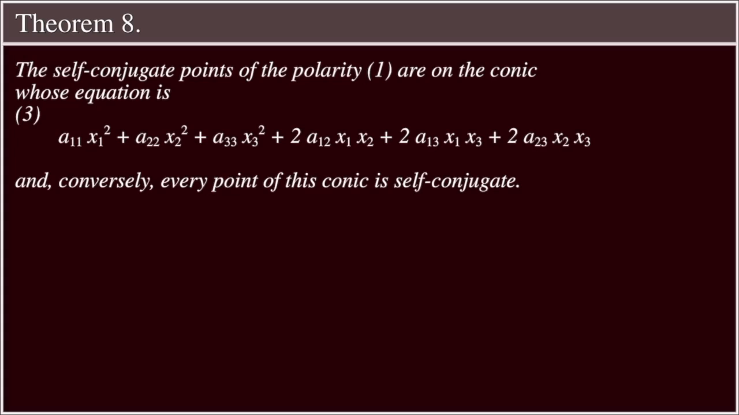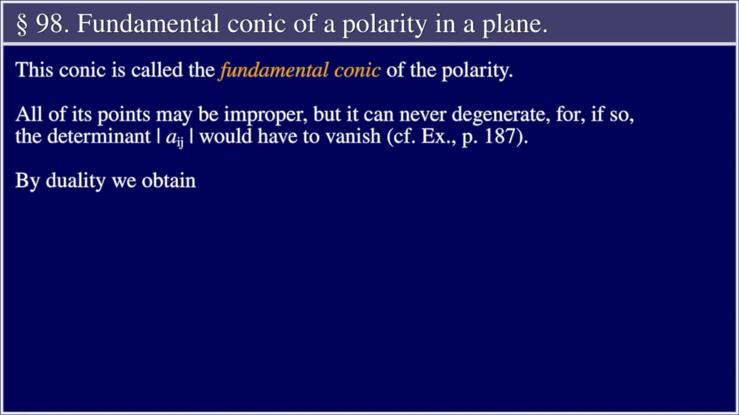a11 x1 squared plus a22 x2 squared plus a33 x3 squared plus 2 a12 x1 x2 plus 2 a13 x1 x3 plus 2 a23 x2 x3 equals 0, and conversely, every point of this conic is self-conjugate. This conic is called the fundamental conic of the polarity, also of its points.